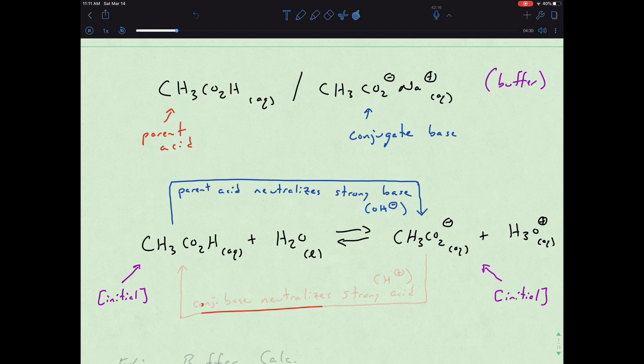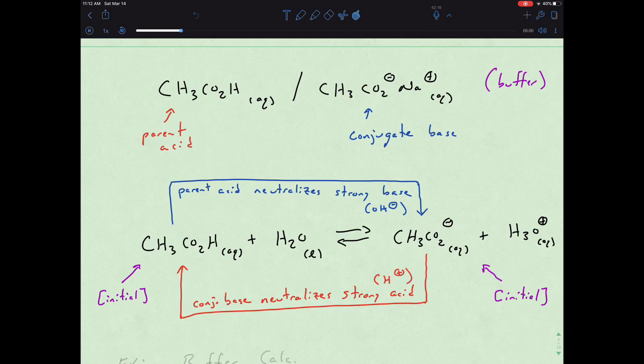Not only can we go that direction in neutralization, because we have also an initial concentration of the conjugate base, we also have the ability to neutralize strong acid. So in this case, the conjugate base neutralizes the strong acid addition, or a direct source of H+.